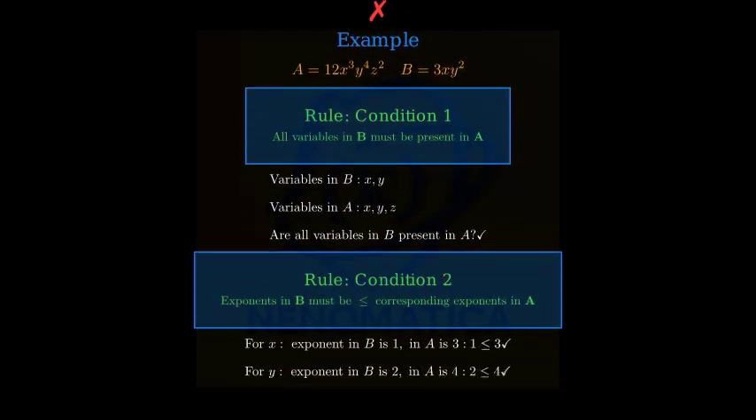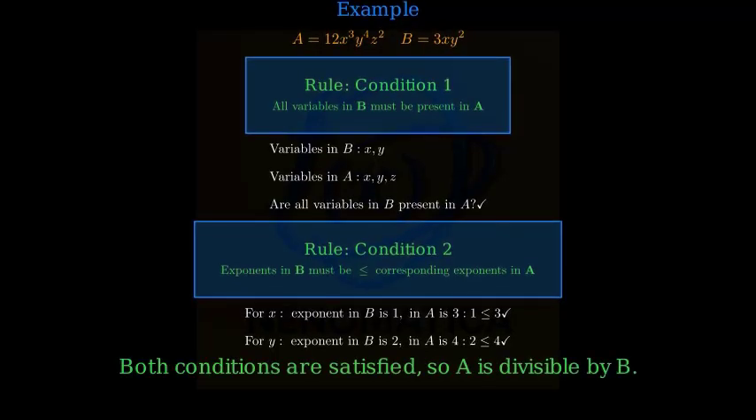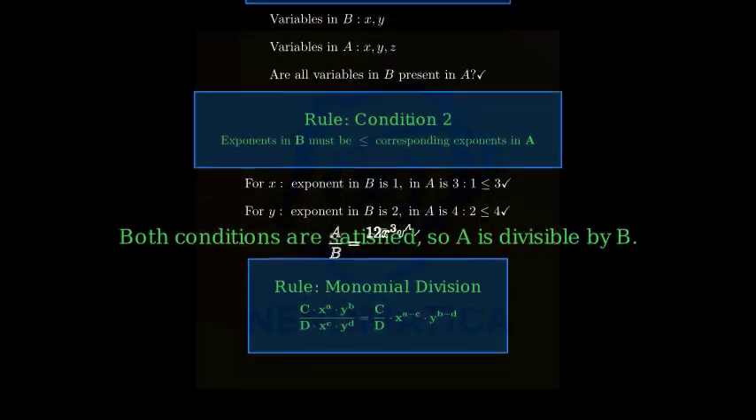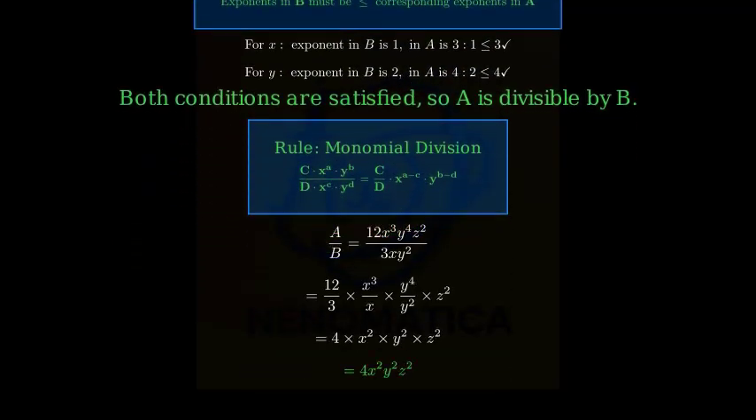For x, the exponent in B is 1, and in A it's 3, so 1 is less than 3. For y, the exponent in B is 2, and in A it's 4, so 2 is less than 4. Both conditions are satisfied, so A is divisible by B. Let's calculate the division. A divided by B equals 12x cubed y to the fourth power z squared divided by 3xy squared, equals 12 thirds times x cubed over x times y to the fourth over y squared times z squared, equals 4 times x squared times y squared times z squared, equals 4x squared y squared z squared.